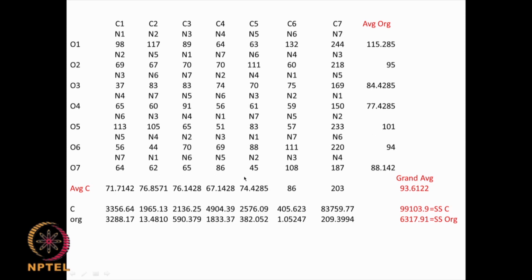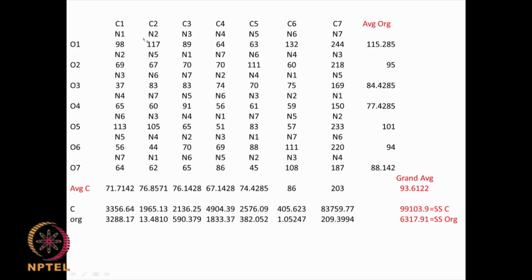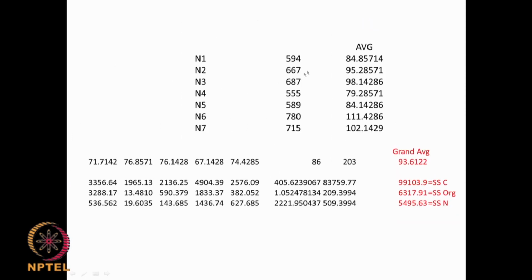Now let us look at the nitrogen sum of squares. So it is very straightforward. We need to first get the 7 different averages for nitrogen. So nitrogen 1, how do we do that? Nitrogen 1 is here, here, here, here, here, here, here. So you add up all these items. It is not in a column or in a row, it is in different places. Okay? Understood. So we add up all these, divide by 7, that will give you nitrogen 1.